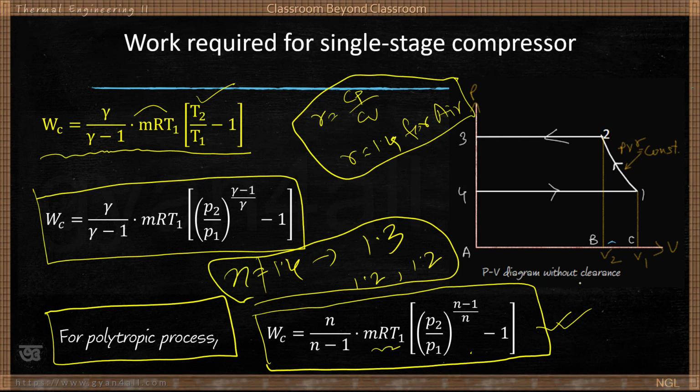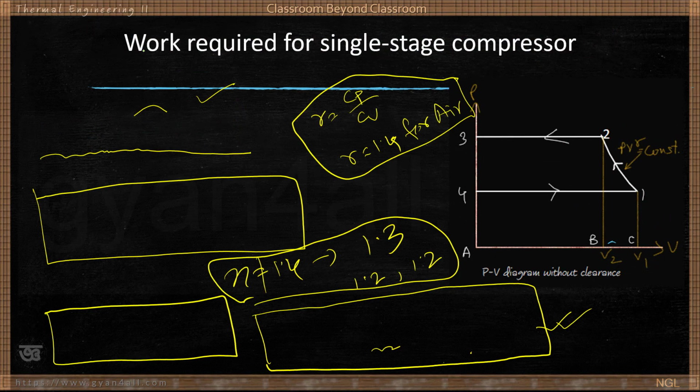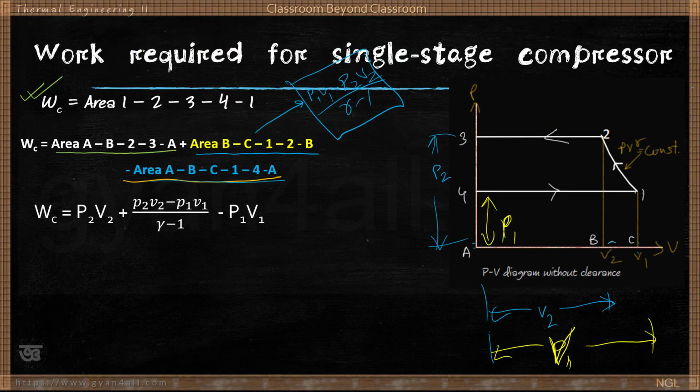Okay. So that is within your syllabus. You should know how to find out this formula. Deduction is required for single stage compressor without clearance volume. Work required with clearance volume, this class we will not discuss it. We will discuss it in the next class. But by the time, if you have any question, you can ask.